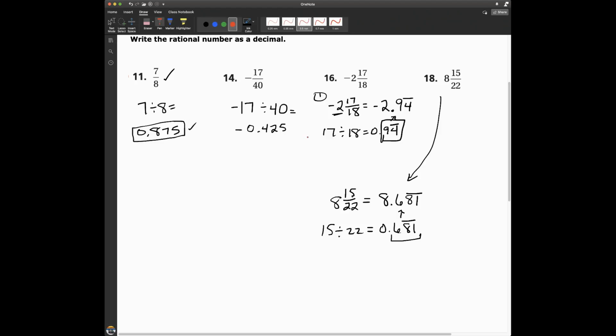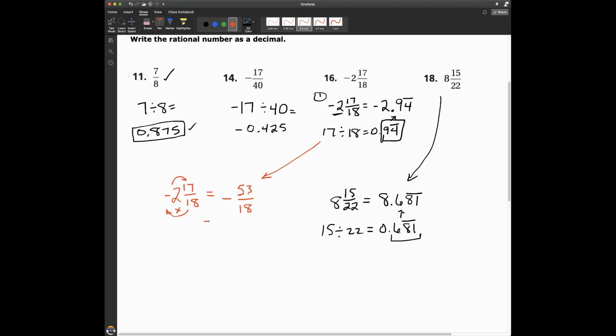So here is another way that you could work out problem 16. I could take negative 2 and 17/18 and write that as an improper fraction, which means I take 18 and multiply it by 2. This is going to be negative. And then I add 17 to that. So 18 times 2 is 36. 36 plus 17 is 53. I keep that negative sign there. So this is negative 53/18.